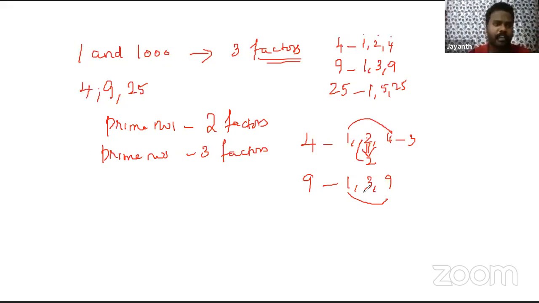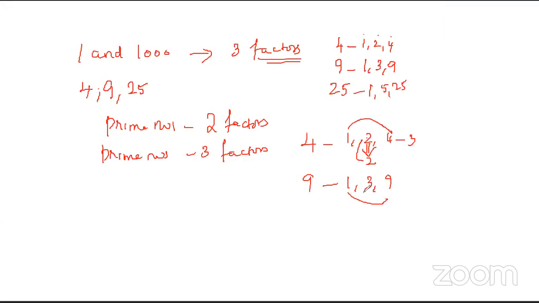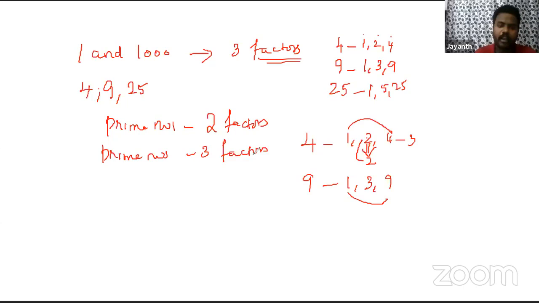See, for example, 49. 7 is a prime number. 7 won't be divisible by any other number. But when you multiply 7 into 7, the answer is 49. For that number 49, 7 is also one of the factors. So 2 plus 1, it will become what? 3 factors. Is that clear, guys? Yes, sir. Okay. So now you come to an idea that numbers with 3 factors are said to be prime number squares.